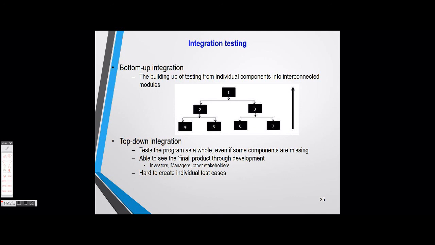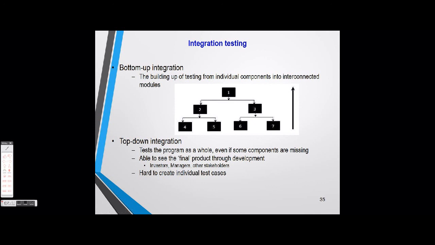So there's integration testing. Integration testing is pretty much the opposite of unit testing. Whereas unit testing was all about testing individual components and making sure that they work independently, integration testing is all about making sure these components play nice together. So it's the building up of, at least with bottom-up integration, testing from individual components and interconnected modules. So here we might test 4 by itself to make sure it works, and then test 5 by itself to make sure it works, and then works together with 2, and same thing with 6, 7, and 3, and making sure these all work together when running module 1.